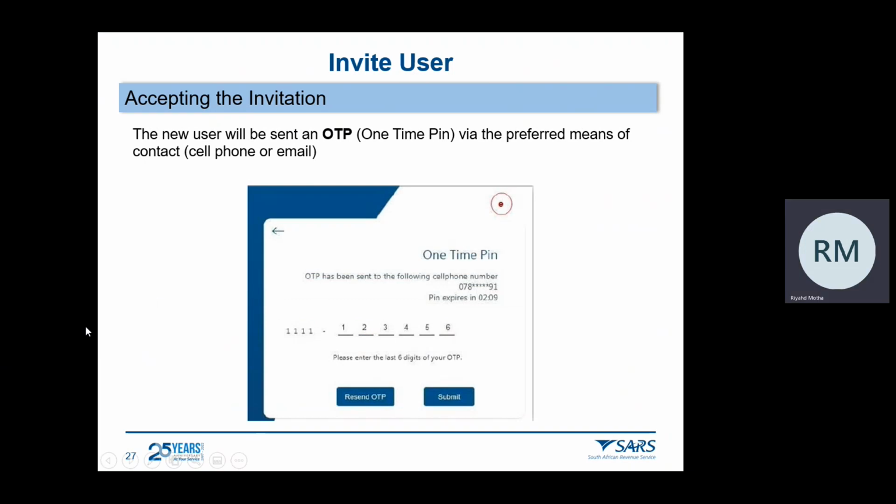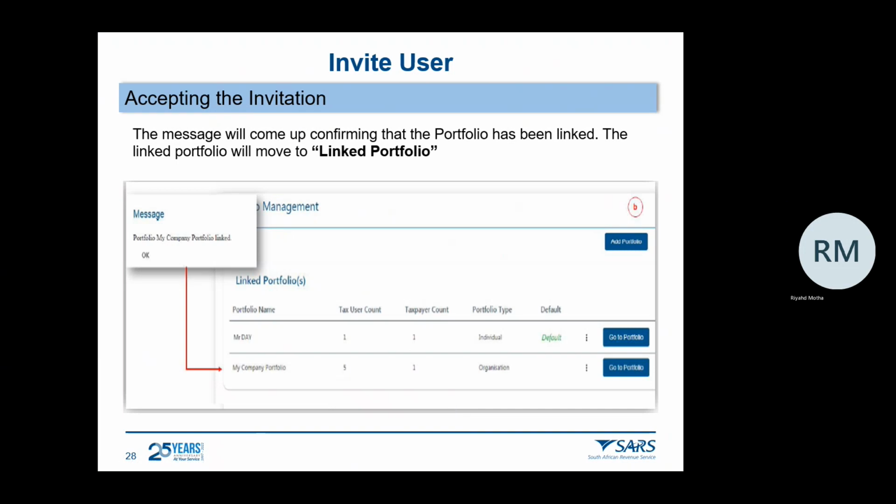So what will now happen is the user will receive an OTP, that's a one-time PIN, and they need to insert the last 6 digits of that OTP. Once they've done that, they then click submit. So the message will come up confirming that the portfolio has now successfully been linked, and they can now see the portfolio on the eFiling profile.